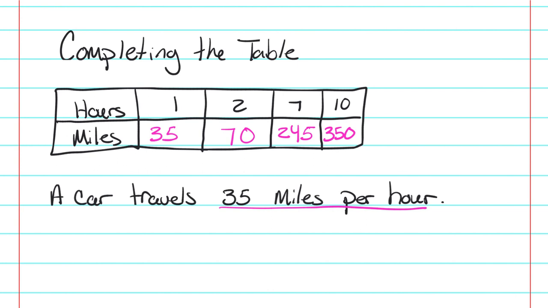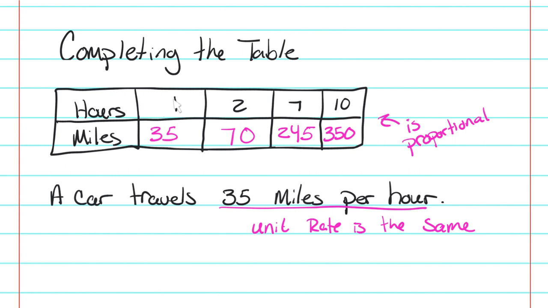And this would be proportional because the unit rate is the same. So if I divide, 35 over 1, it is 35 miles an hour.